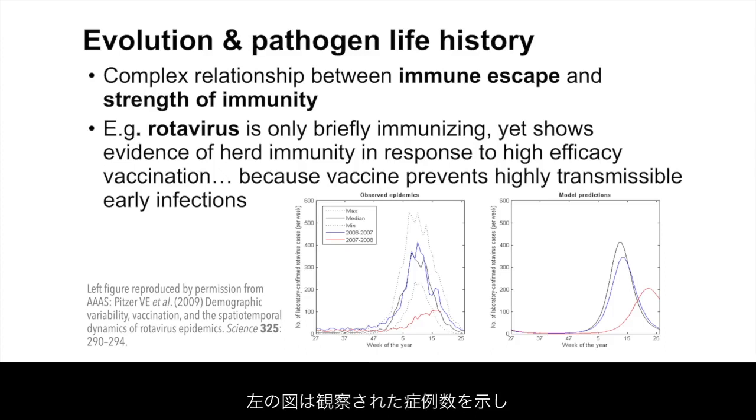The left-hand figure shows the observed cases and the right-hand figure shows model predictions. Pre-vaccination epidemics in the US are shown with blue curves. Epidemics in the early era of vaccination are indicated by the red curves. Comparing these, we see that epidemics in the mass vaccination era are delayed as well as being smaller. This provides strong evidence for herd immunity, essentially because the vaccine prevents highly transmissible primary infections of rotavirus.